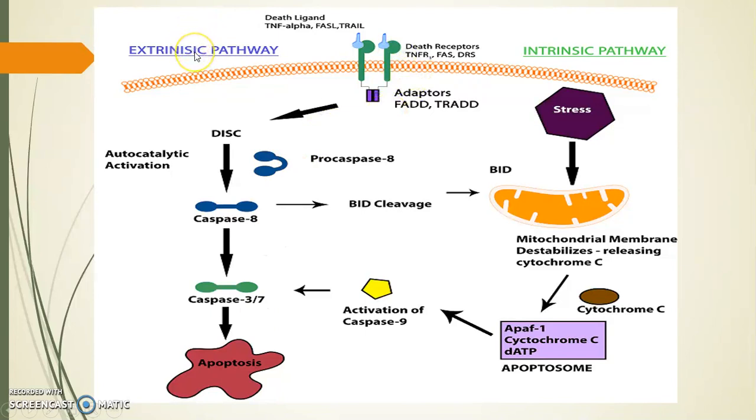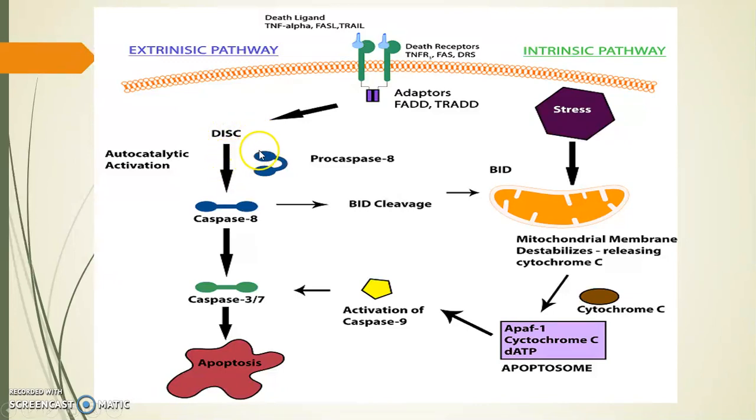So what happens in the extrinsic pathway? There will be binding of death ligands, FASL or TNF-alpha or TRAIL. These ligands are going to bind with these receptors. And these are the adapters, FADD and TRADD. FADD is FAS associated death domain, and TRADD is tumor necrosis factor receptor associated death domain. They are going to form the DISC complex, that is the death inducing signaling complex.